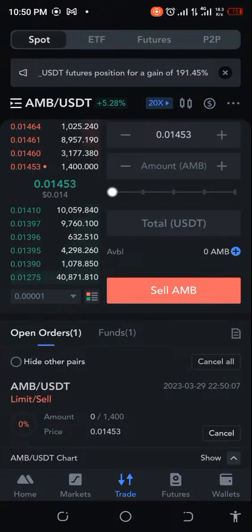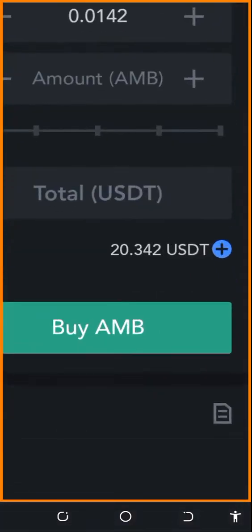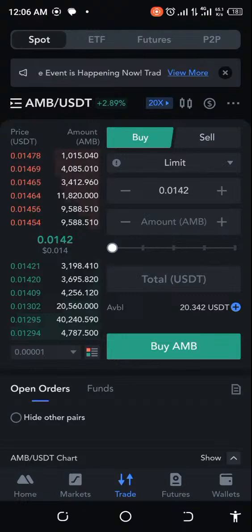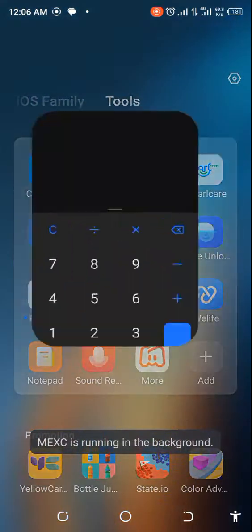See you shortly. Wow, I'm back, and it has already sold to USDT. So let's check what we have here. Wow, we have 20.342 USDT. This is sweet. Okay, so let's check what percentage this gave us in terms of fees and everything.